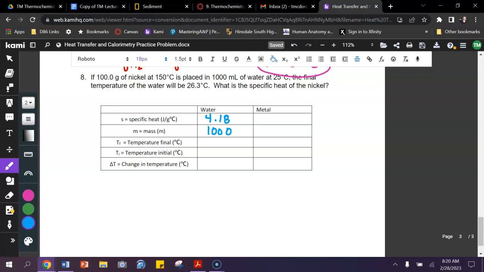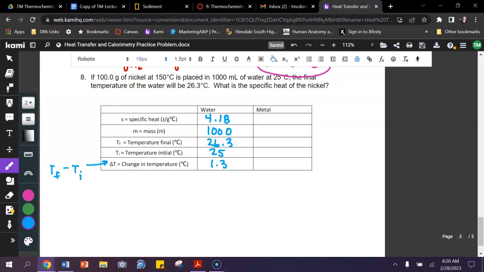We know that our final temperature is 26.3, and we know our initial temperature is 25 degrees. And when I subtract these two, my delta T value is 1.3. And remember that delta T is T final minus T initial.